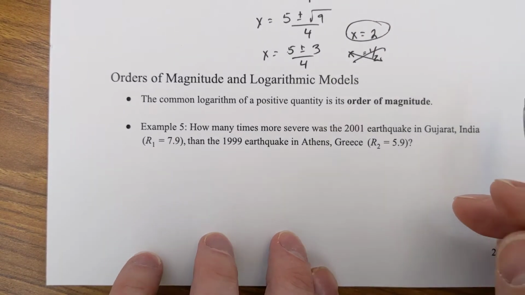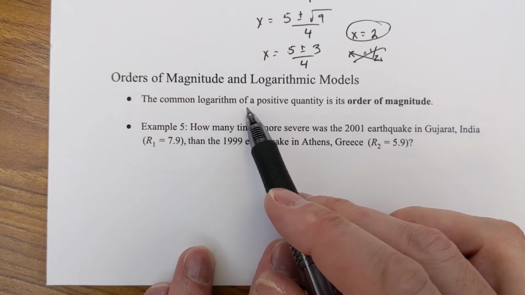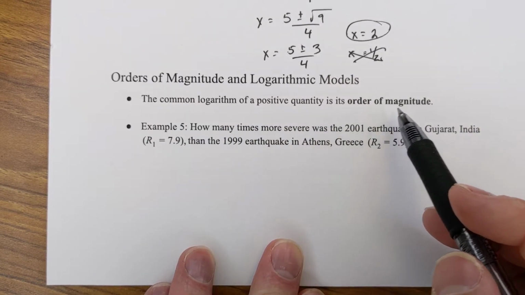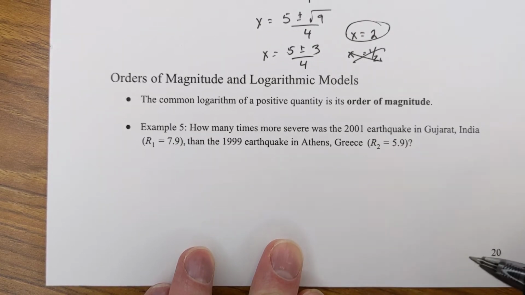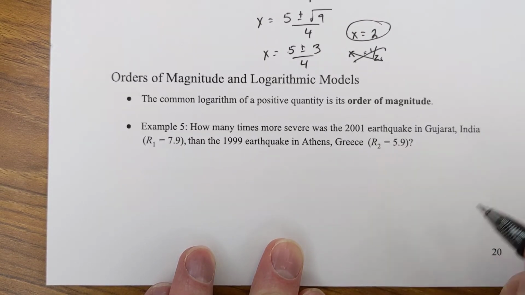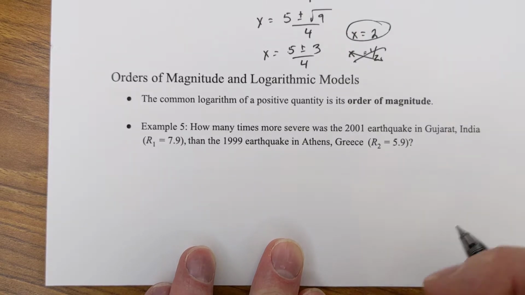Okay, so order of magnitude. The common logarithm of a positive quantity is referred to as order of magnitude. So 100 has an order of magnitude of 2. It's 2 powers of 10. 1,000 is 3, 10,000 is 4, 1,000,000 is 6, things like that.